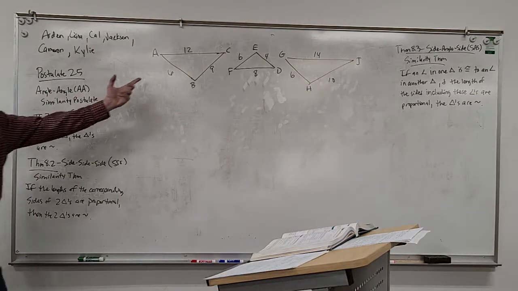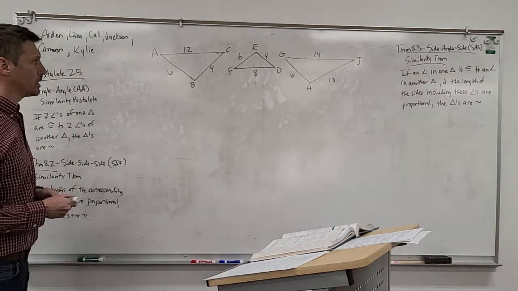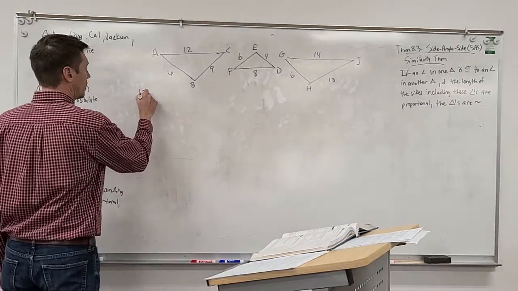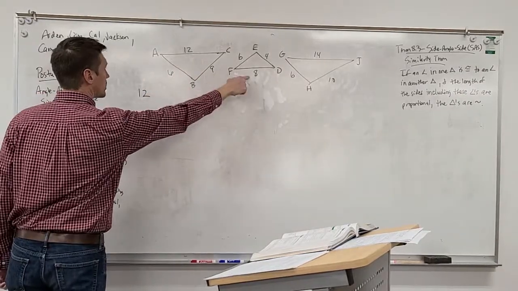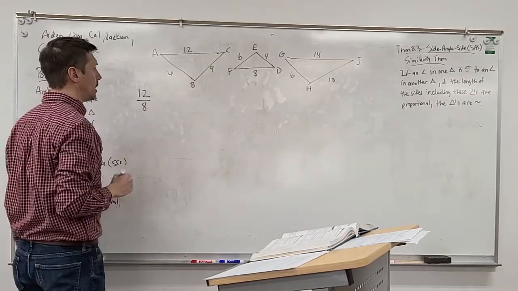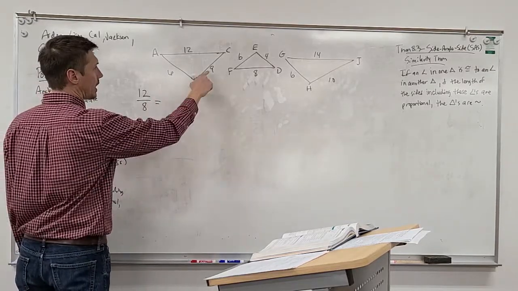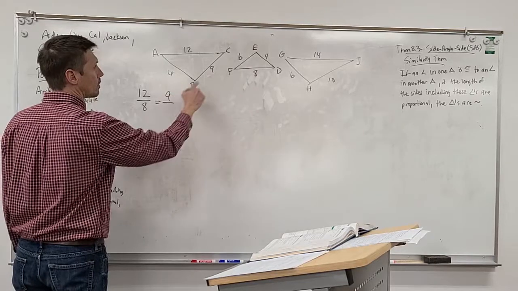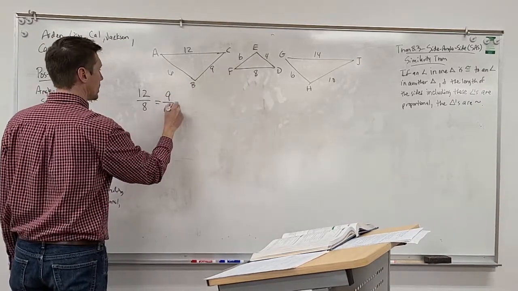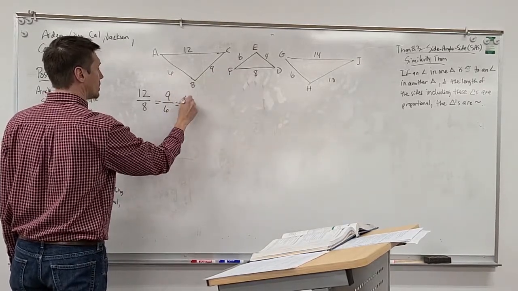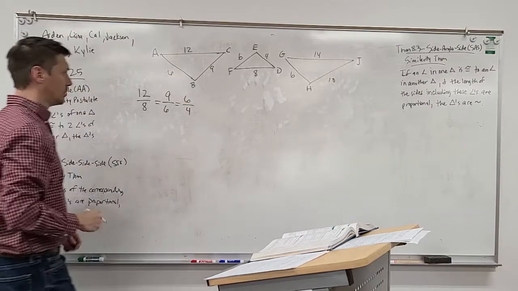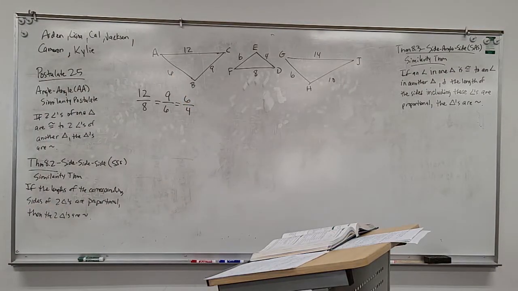So in order to prove this one, that these are similar, then we could say 12 corresponds to the longest side here, which is the 8. And that has to equal the medium length side, which is the 9, and that corresponds to the medium length side here, which is the 6, which has to equal the smallest side, 6, over the smallest side there, which is 4. Do you guys follow that? Did I lose anybody when I wrote that down? I'm happy to go through it again.